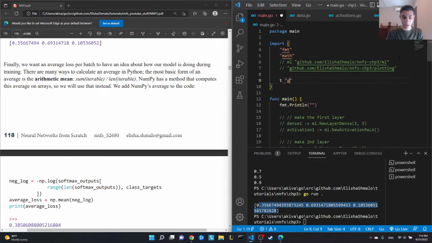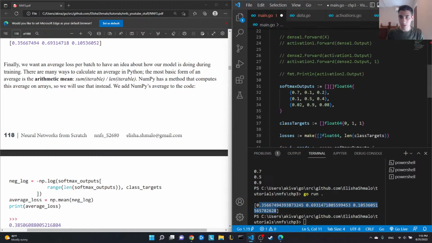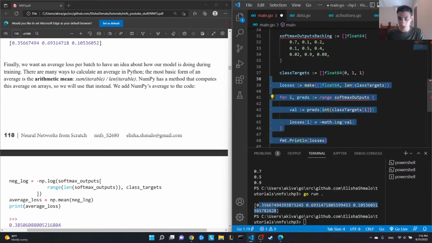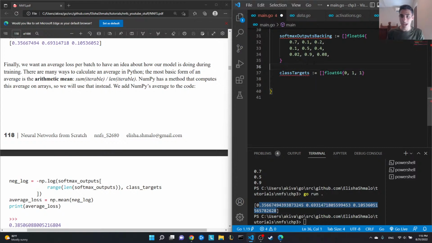We're going to import gorgonia.org/tensor. Great. And then over here we're going to change this to softmax backing, because we're actually going to make this into a tensor. The way backing works, it has to be one-dimensional, so we're going to get rid of all these brackets, and also get rid of this entire for loop, and also the losses.